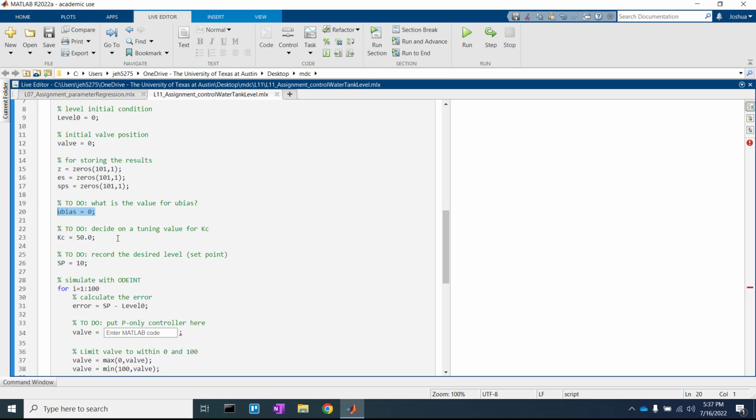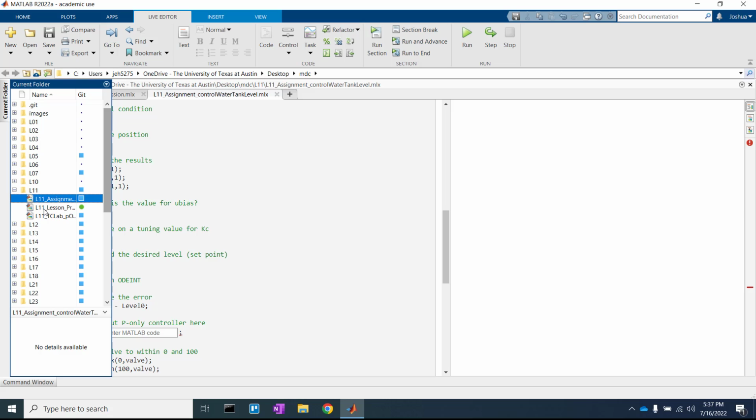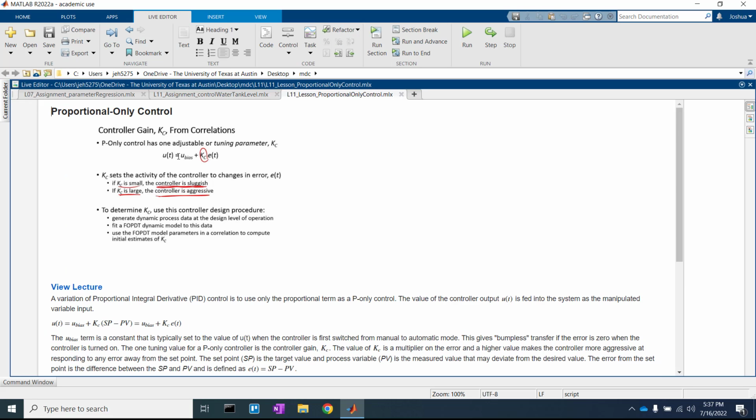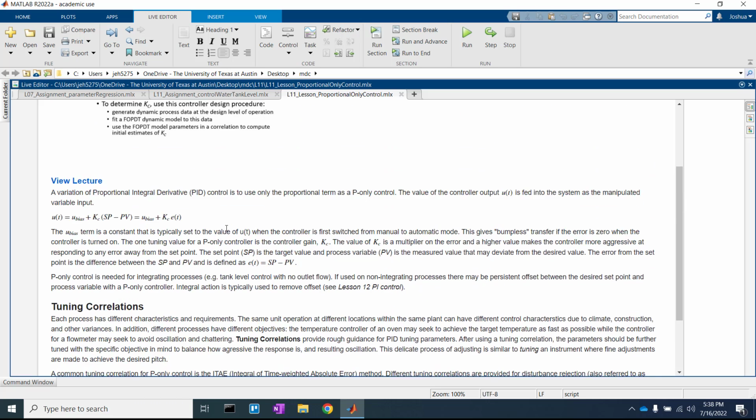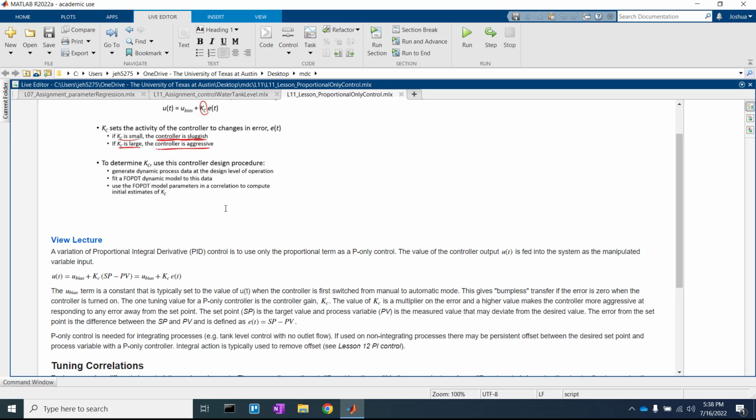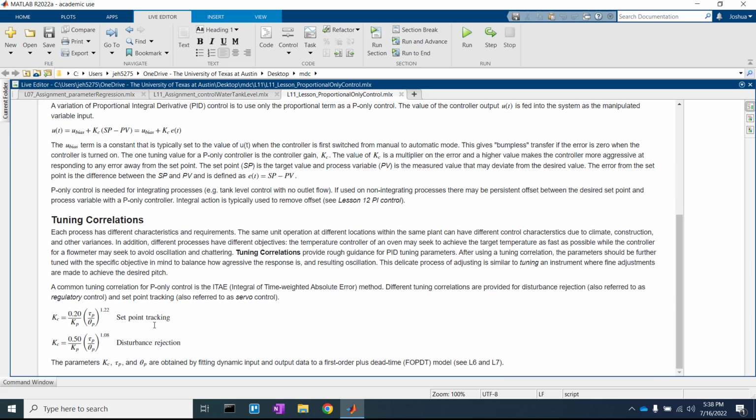We also have a KC. I've just randomly selected 50. We'll discuss afterward how we would tune that KC value. Another way we could tune it is based on our tuning constants. If we open up lesson 11's lesson, here we'll have the lesson video. You can say KC is equal to some constant with KP, tau p, and theta p. So if we were to simulate our model with a first order plus dead time model, as far as the filling up of the tank, we could come up with some relationship for KC depending on those FOPDT constants.